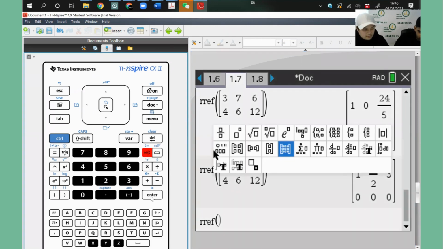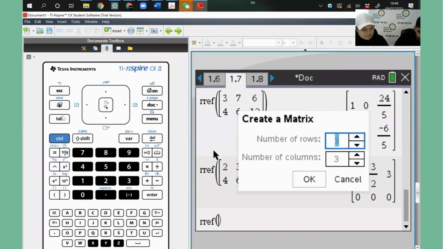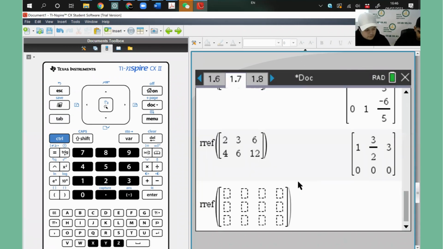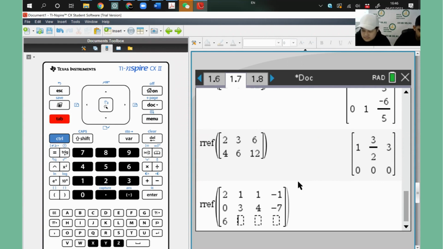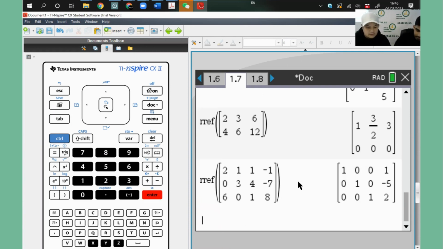What I want, 3 by 4, tag 4, 2 tag, 1 tag, 1 tag, minus 1, 0 tag, 3 tag, 4 tag, minus 7, and then 6 tag, 0 tag, 1 tag, 8, then ta-da, identity. X is 1, Y is minus 5, Z is 2.